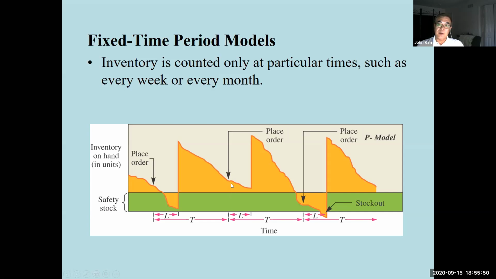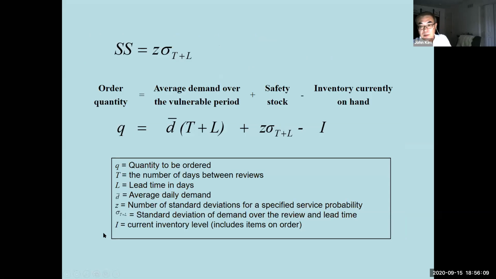Sometimes there is a lot of inventory on hand, sometimes less, and so on. So this P model is also a kind of safety stock model. So using safety stock like this.